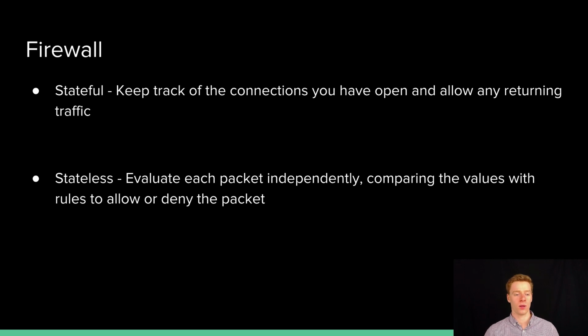The stateful firewall, kind of like a NAT does, keeps track of the connections you have open and allows any returning traffic. And this is where security groups are used, where you define your inbound or outbound rules as allows, and any returning traffic will be allowed basically with that rule. And then you have stateless. Now stateless happens on the lower subnet level with access control lists, and each packet is evaluated independently. So we will allow this packet on port 53, or we can deny all the packets on port 53, for example.